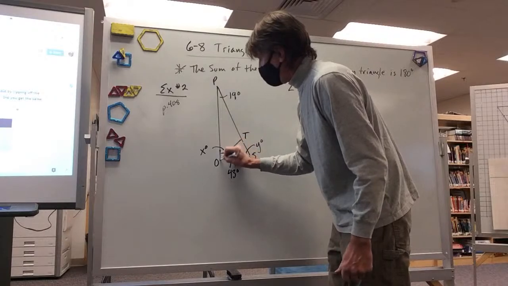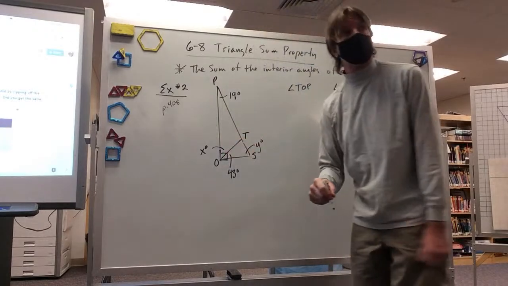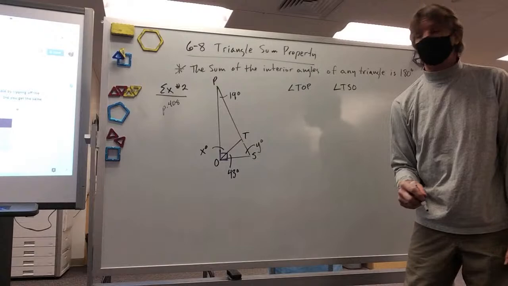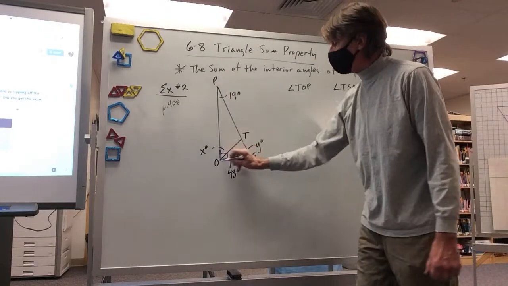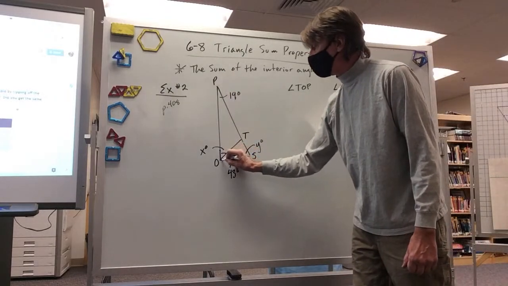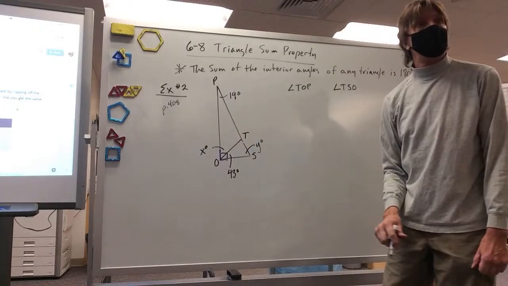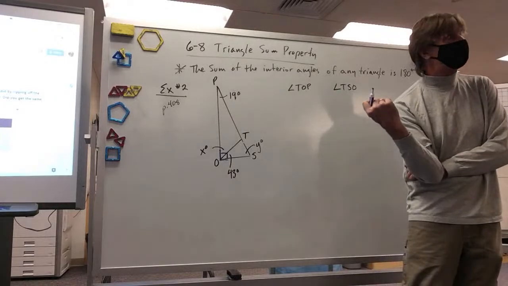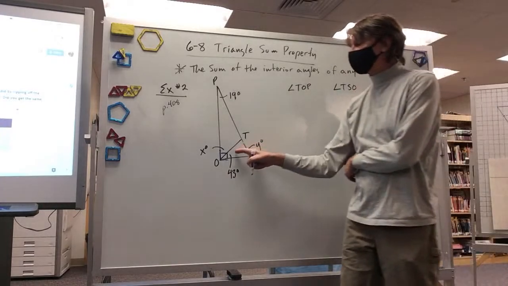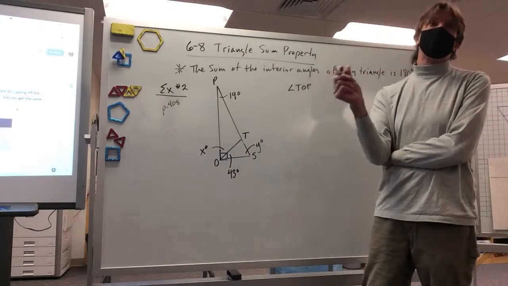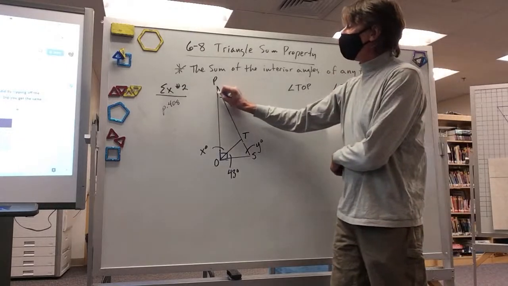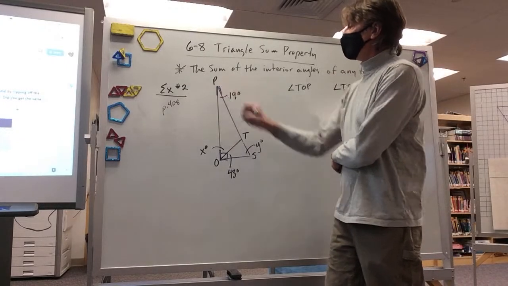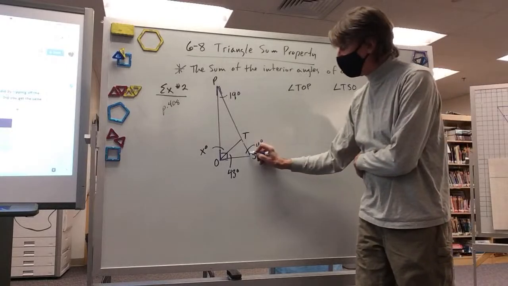So if we're looking at this angle here, how many degrees is it? POS. How many? Why is it 90? What shows it's 90 on the drawing? The box in the corner saying that it's a right angle. All right angles are 90 degrees. What's angle P? It's 19. And then what's angle S?